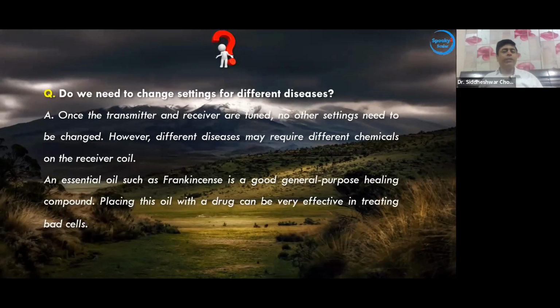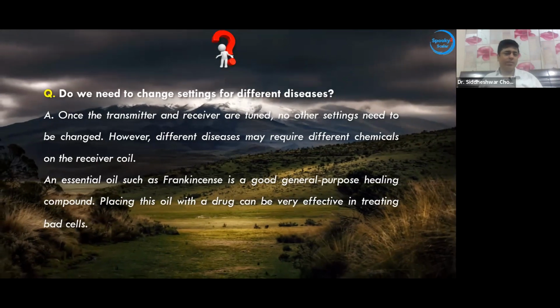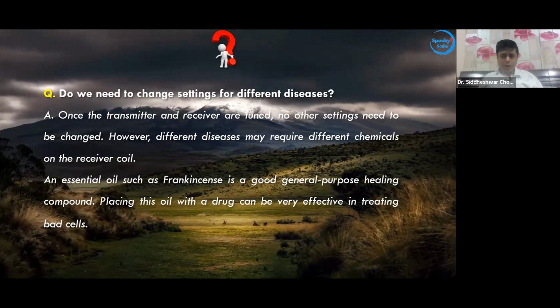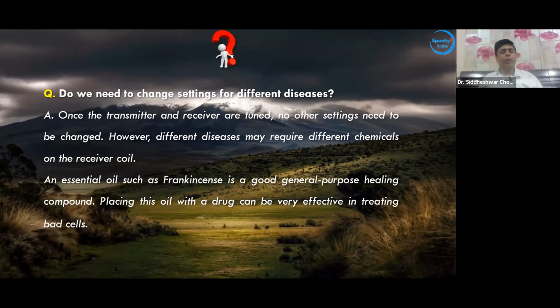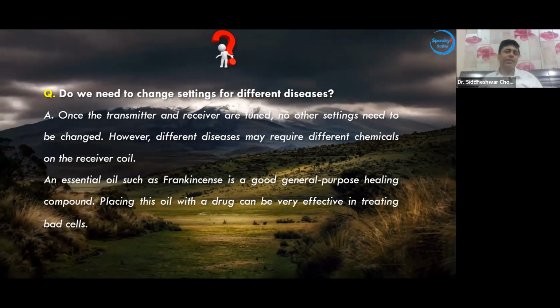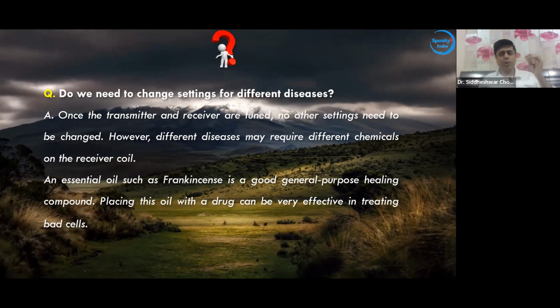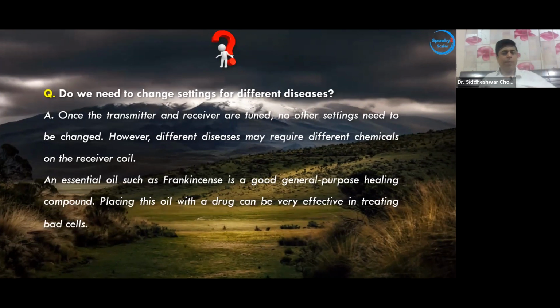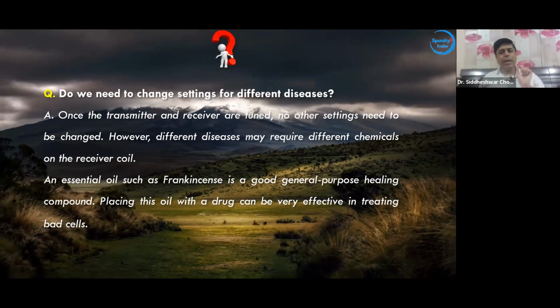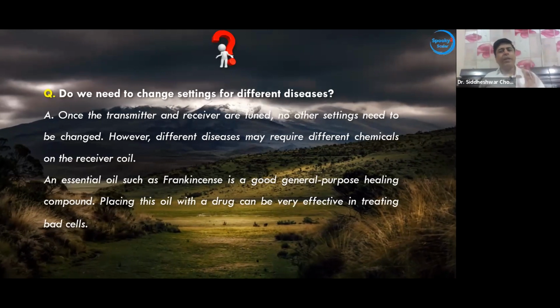Do we need to change settings for different diseases? No, absolutely no. Of course, if you are using different molecules or chemicals to treat the issues, you will need different chemicals to be placed on the receiver coil. But tuning wise, you need tuning to be done every time when you add a different chemical.